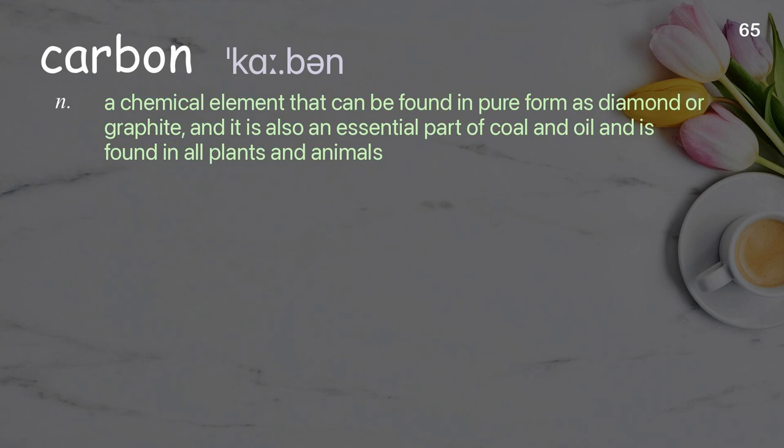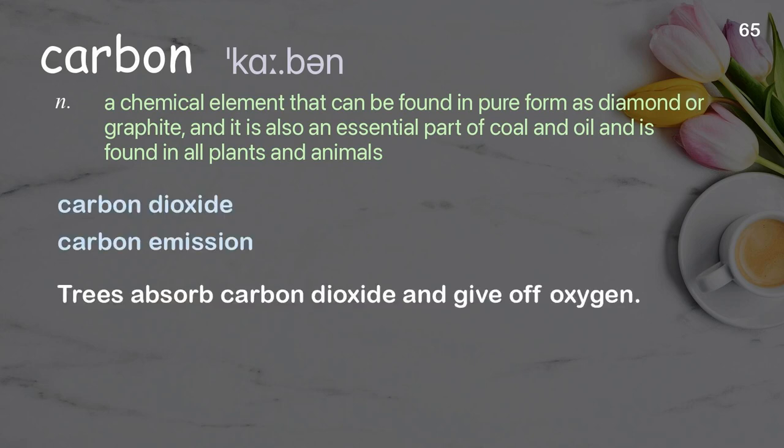Carbon: a chemical element that can be found in pure form as diamond or graphite, and it is also an essential part of coal and oil and is found in all plants and animals. Examples: Carbon dioxide. Carbon emission. Trees absorb carbon dioxide and give off oxygen.